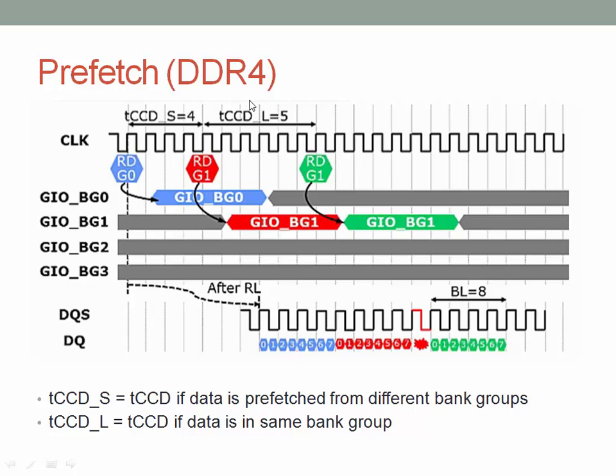This is a timing diagram for DDR4 prefetch. Here we can observe the different bank group lines. For 4 bank groups, we have 4 lines here: bank group 0, 1, 2, and 3. If the data is read from different bank groups, the latency is only tCCD_S, which is only 4. But if it is within a bank group, it is tCCD_L, which is 5 cycles.